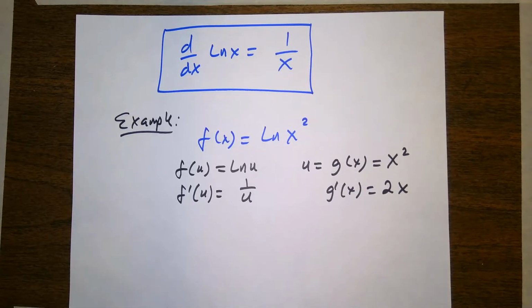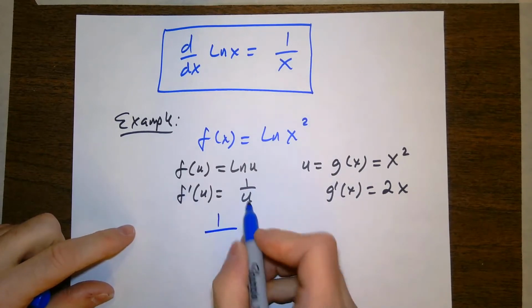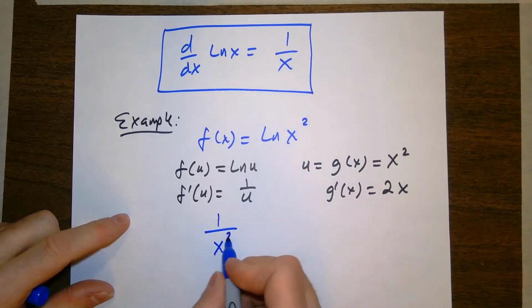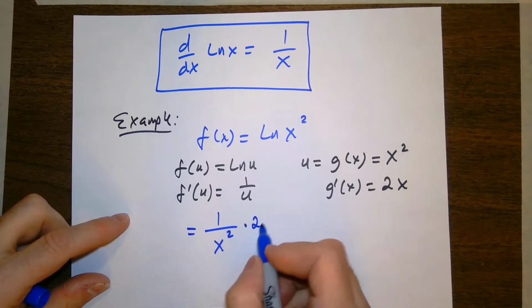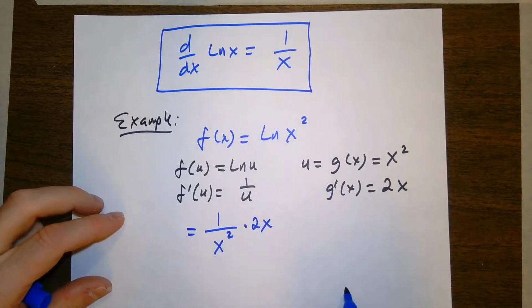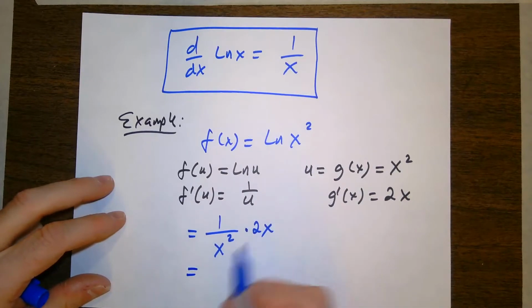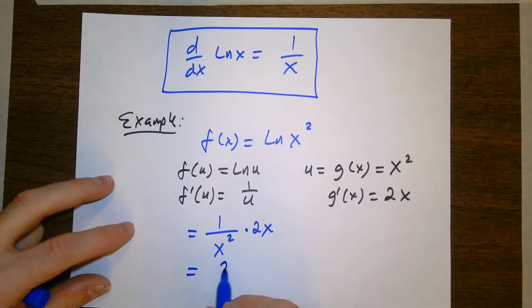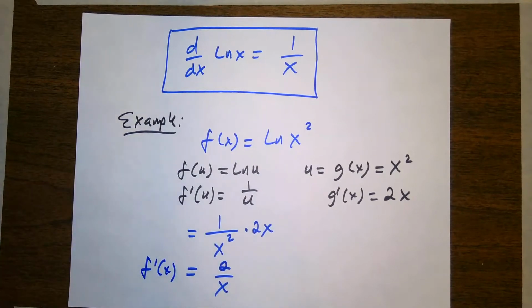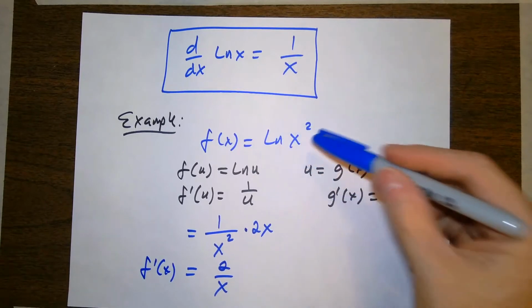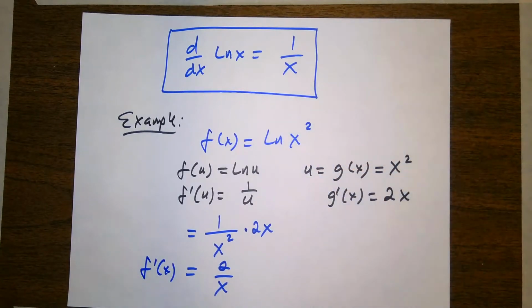So the outside function is natural log, the derivative is 1 over it, and the inside function is x squared, the derivative is 2x. Putting it all together, I'm going to have 1 over, what's the inside bit? x squared, times the derivative of the inside bit, 2x, which can simplify. The x's are going to cancel, and I'm going to have 2 over x. So my derivative is 2 over x, the derivative of the natural log of x squared.